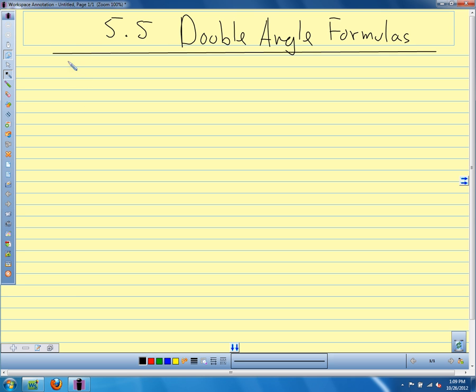So our formulas. The sine of 2u, and this is on your identity sheet, so you can rewrite them if you'd like. I just want to write them up here just so we have them to refer to. Sine of 2u is 2 sine u cosine u.